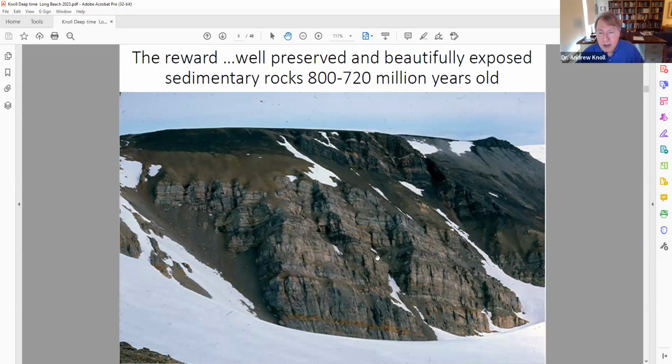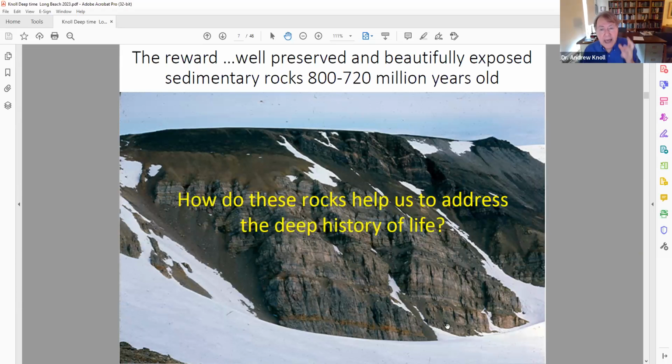But there's a reward for this kind of work. There are beautiful outcroppings and exposures of rocks. The ones that you're looking at are about 800 to 720 million years old. That is, they're significantly older than any rocks that contain evidence of animal life. And so the question is, might these contain a record of this earlier life implied by phylogenies? And just to give you a sense of just how good the outcroppings are here, if we put the Empire State Building at the base of this cliff, its radio tower would just peer over the top. So it's an extraordinary geologic record. So the question is, how are these rocks going to help us to move the evidence of life more deeply into the past?